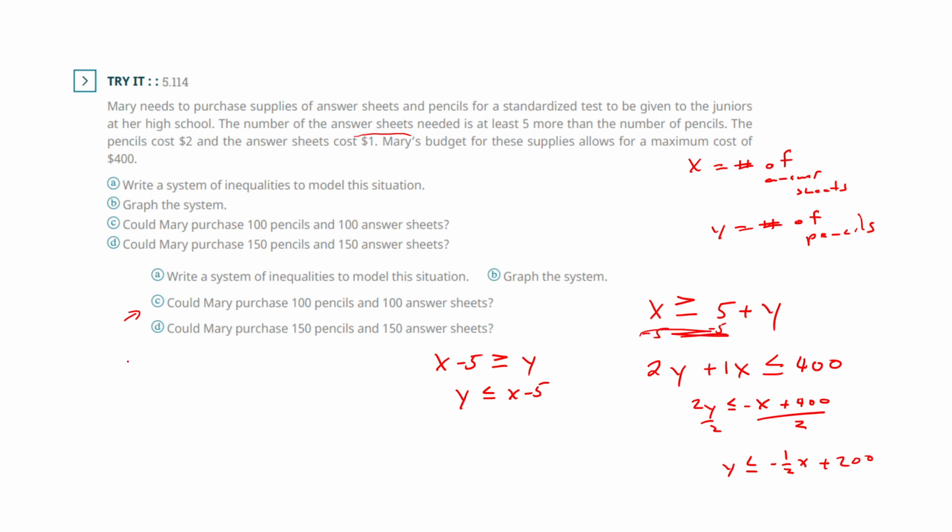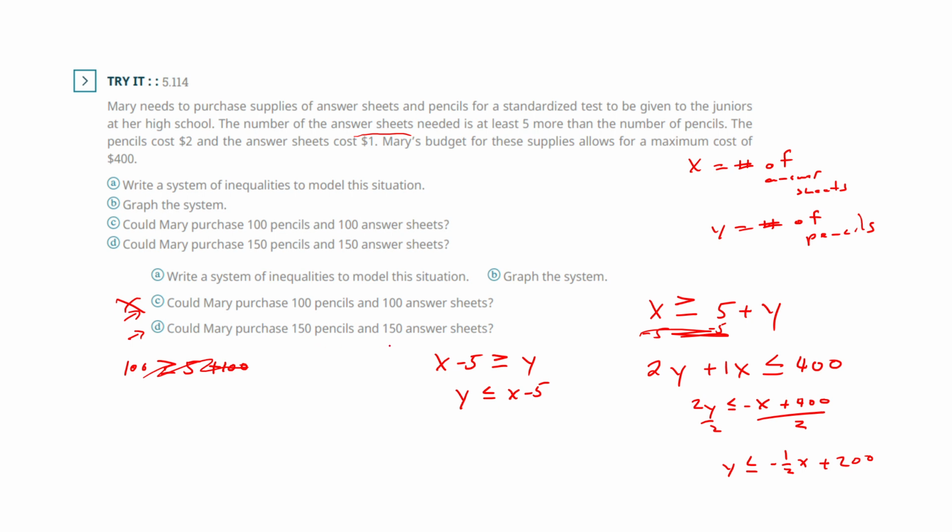So answer sheets was x, so I'm putting 100 greater than or equal to 5 plus 100. Well, you can already see this has broken the system. It needs to be true in both, and I already have 105 on the right, so 100 is not greater than or equal to 105, so that's not true. So this one is not true. Let's go ahead and just take a quick look at this.